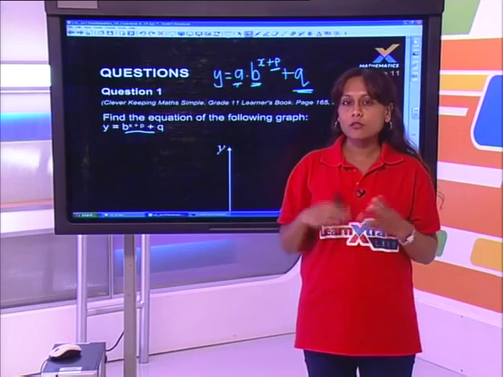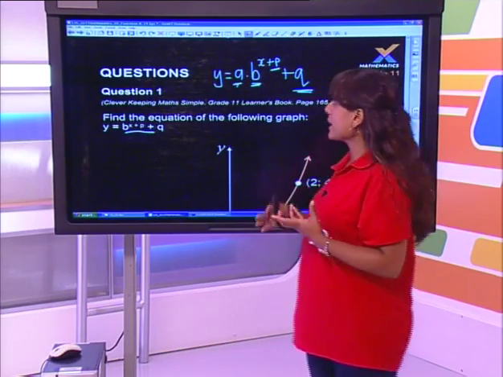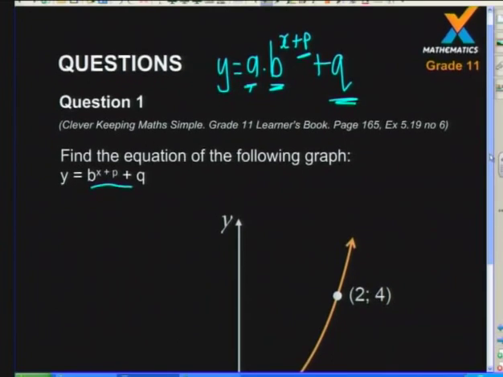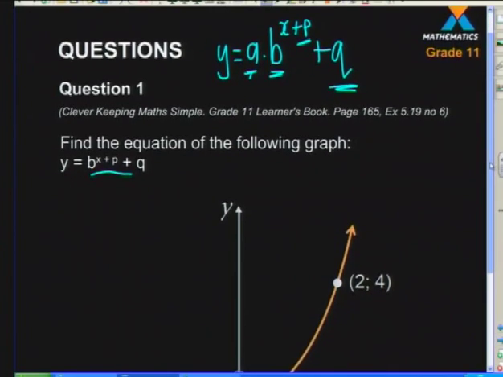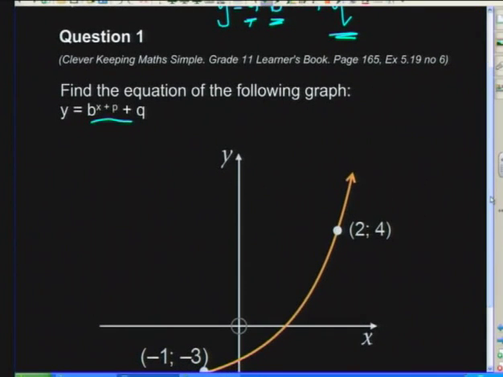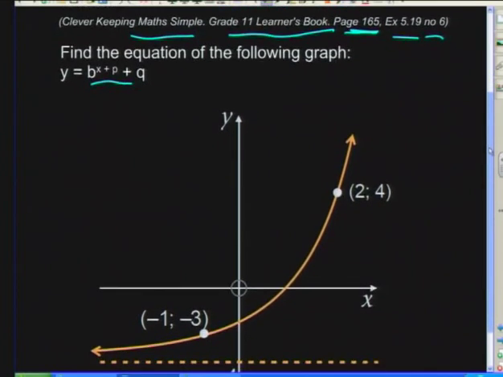Okay, so we're going to look at an example where they give you the value of a, and you've got to find the value for b, p, and q. All right. Guys, if you're following in the textbook, this is coming from Keeping Maths Simple, grade 11 learner's book, page 165, and this is exercise 5.19. We're looking at number 6. Okay, so if you've got the book, you can follow along there.